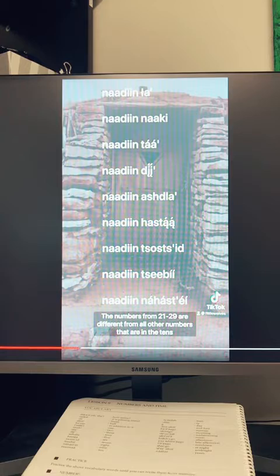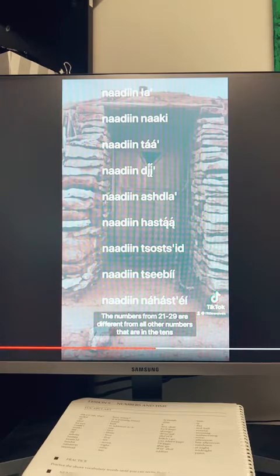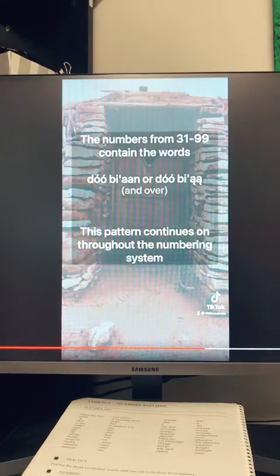And then let's see, the 30s. The numbers from 31 to 99 contain the words doba'an or doba'an. Again, like I mentioned before, the Navajo language has dialects, so sometimes you'll hear somebody say ba'an or ba'an. This pattern continues on throughout the numbering system.